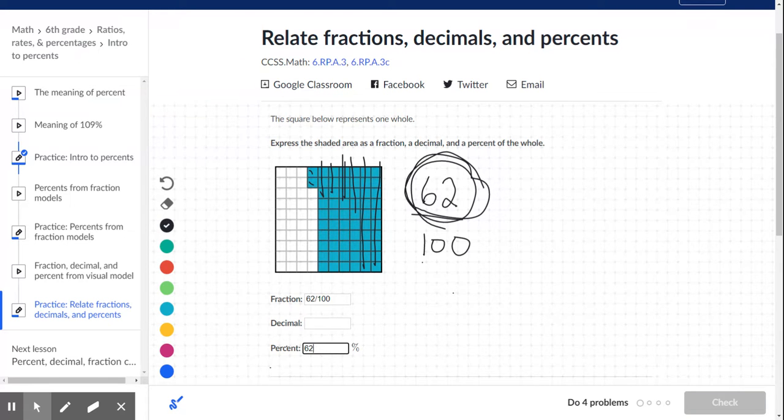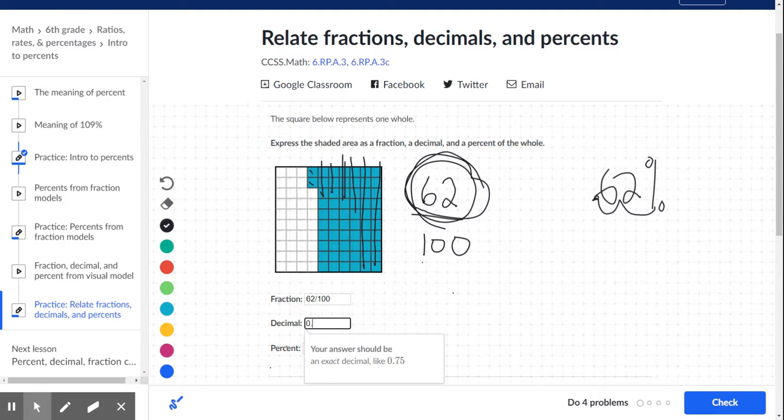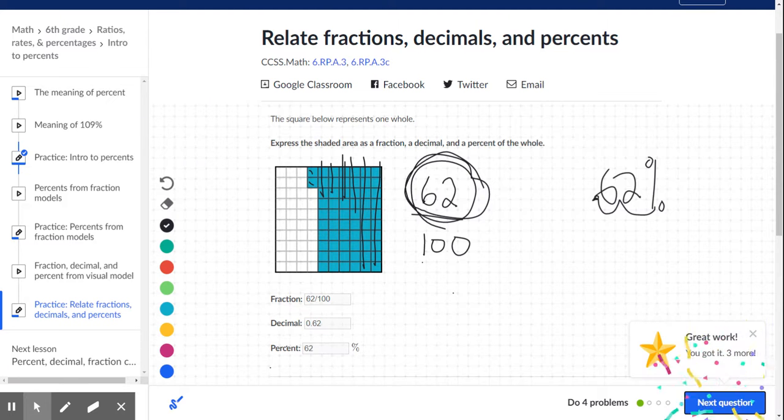When I'm trying to go from a percent to a decimal, see how I had 62%? I take my percent sign, move it to the left twice, boom, boom, and turn it into a decimal. So now we have 0.62. Perfect.